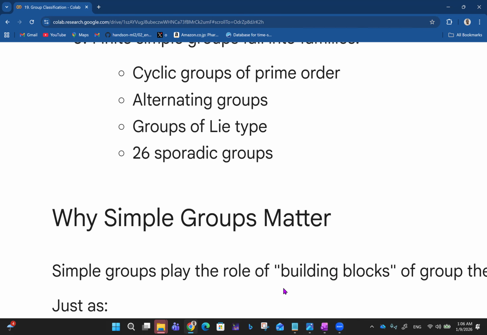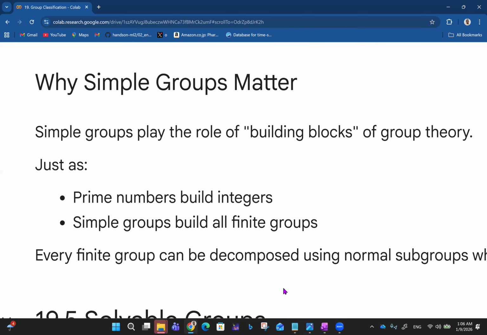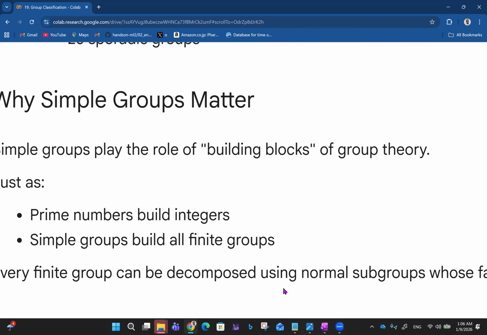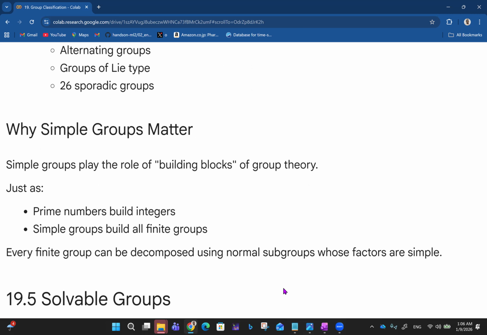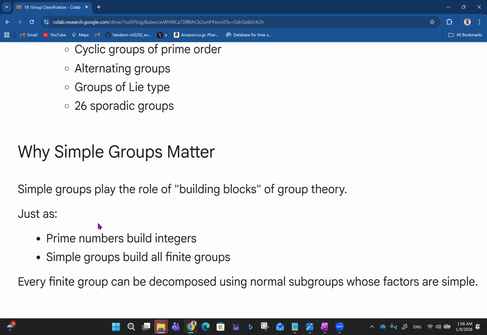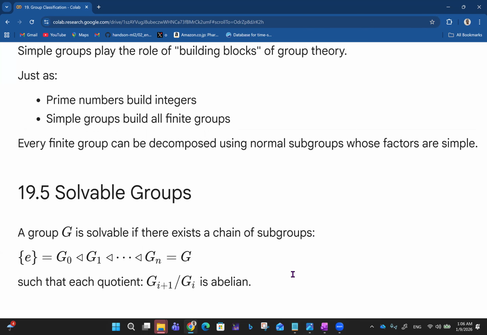So the question is, why do simple groups matter? Simple groups play the role of building blocks of group theory. Just as prime numbers build integers, simple groups build all finite groups. Simple groups are to groups what prime numbers are to numbers. Every finite group can be decomposed using normal subgroups whose factors are simple, just like every number can be expressed as a product of prime factors.